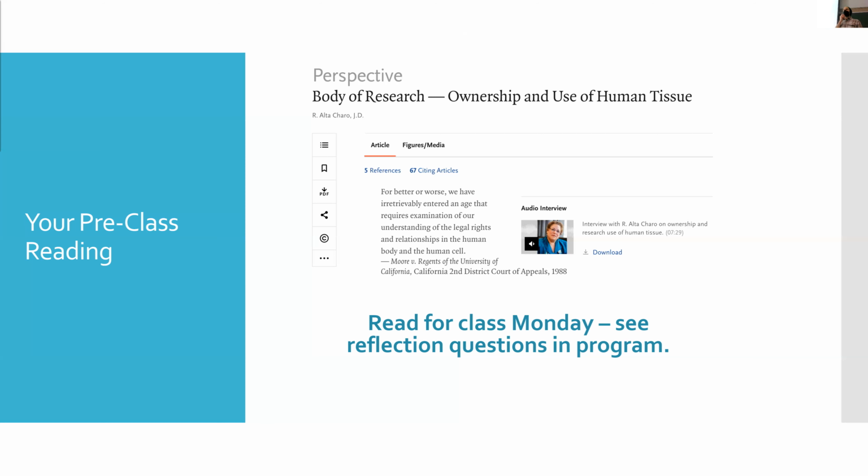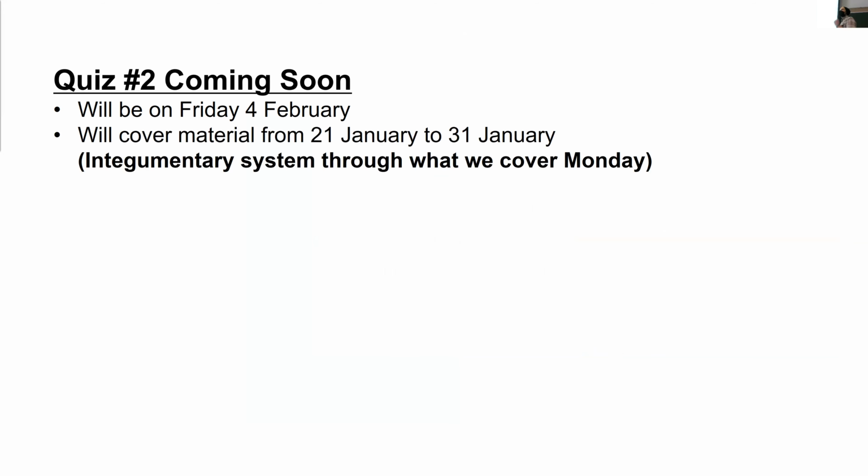Also, the stuff we just reviewed, are we going to have a quiz on that as well, what we just went over in the slides? So you're channeling Ethan right now. Here's quiz number 2. It is going to be next Friday, a week from today. That was impressive. And it will cover material from the last quiz, starting on January 21st, which is the integumentary system, through what we'll cover on Monday. So it will cover what we talked about today, minus the tissue ownership, ethical stuff. And then also what we get into on Monday.